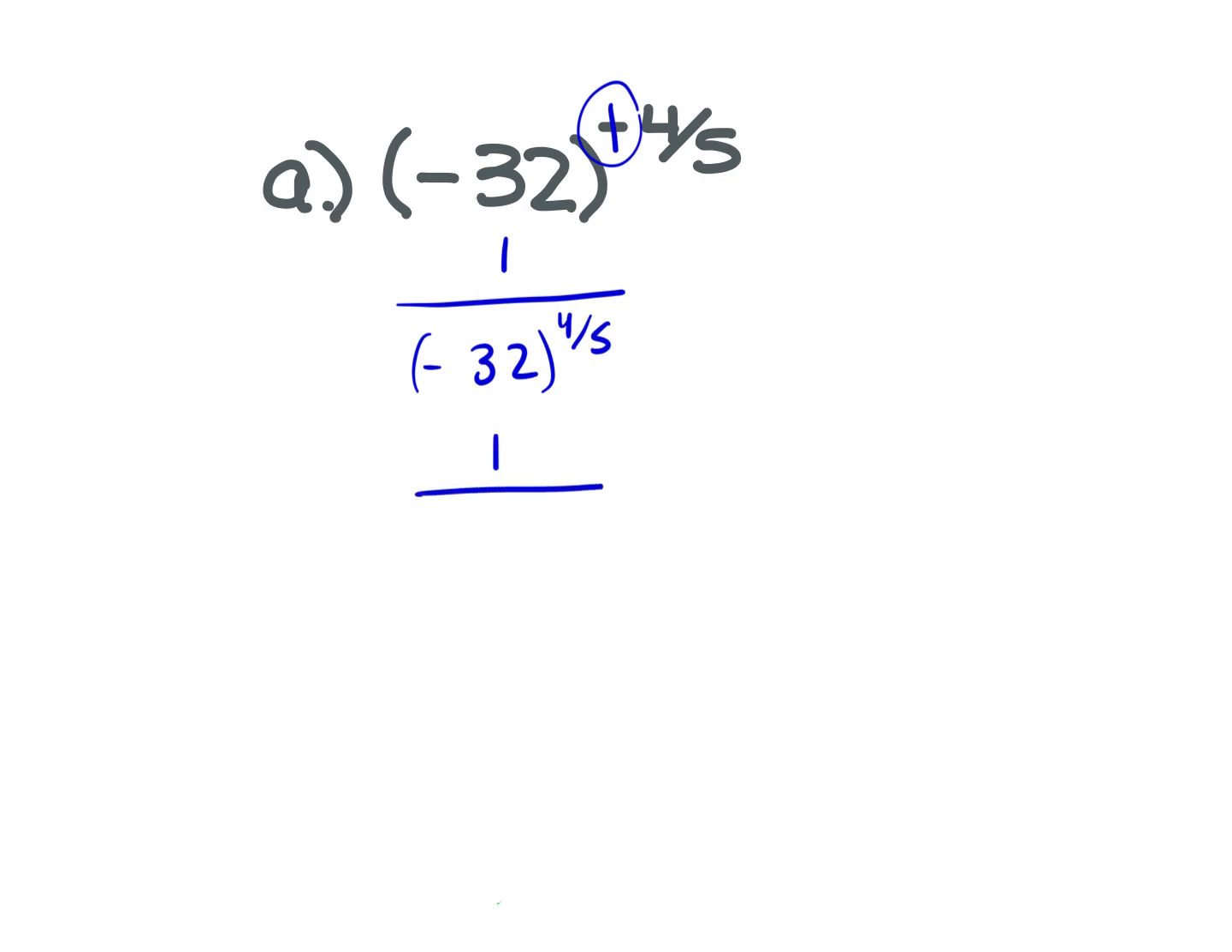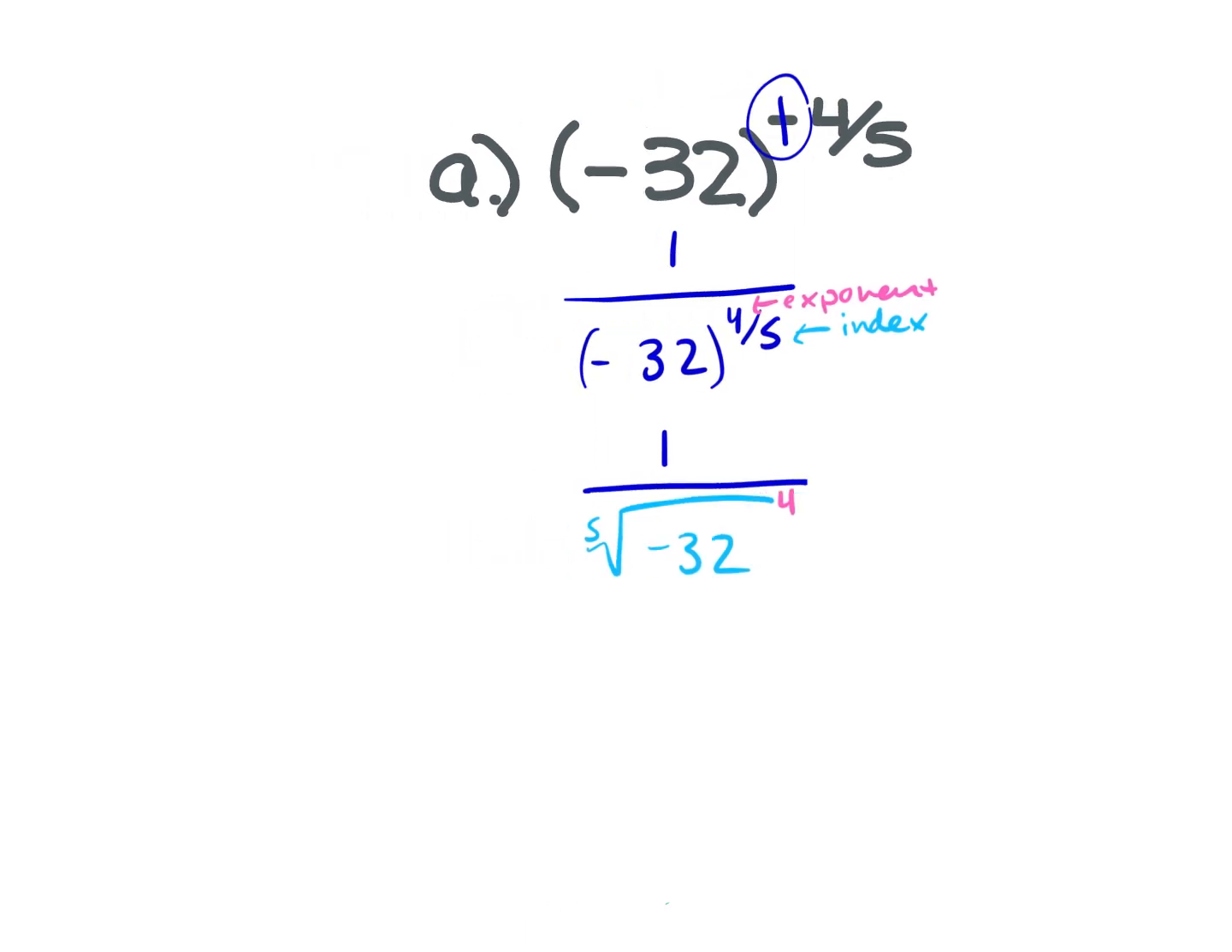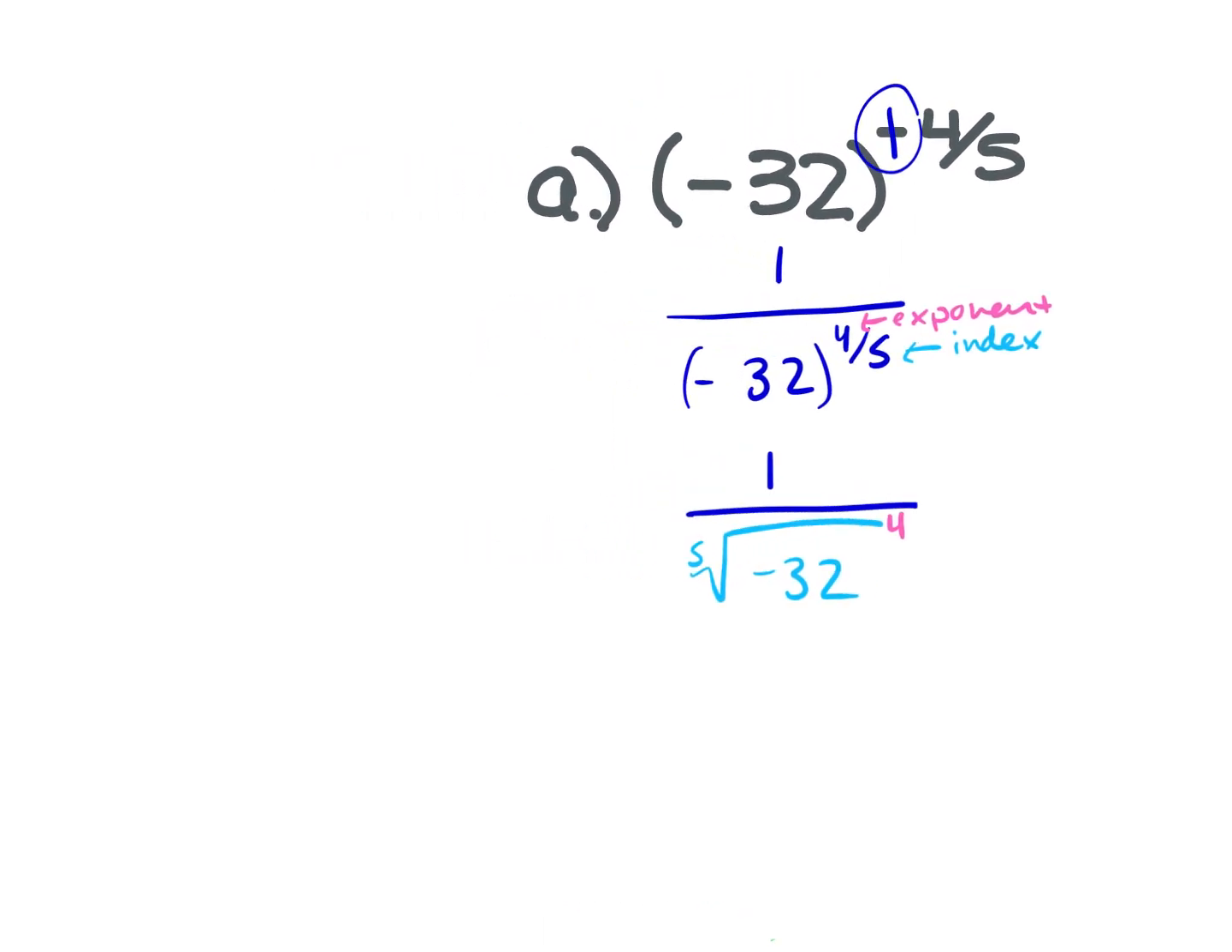So the denominator becomes our index. So 5 would be the index. The number on top stays on top. That stays the exponent. So we have the 5th root of negative 32 to the 4th power. Now on the side, I'm going to do the prime factorization of negative 32. We're looking for the 5th root of negative 32. We're going to break it down.